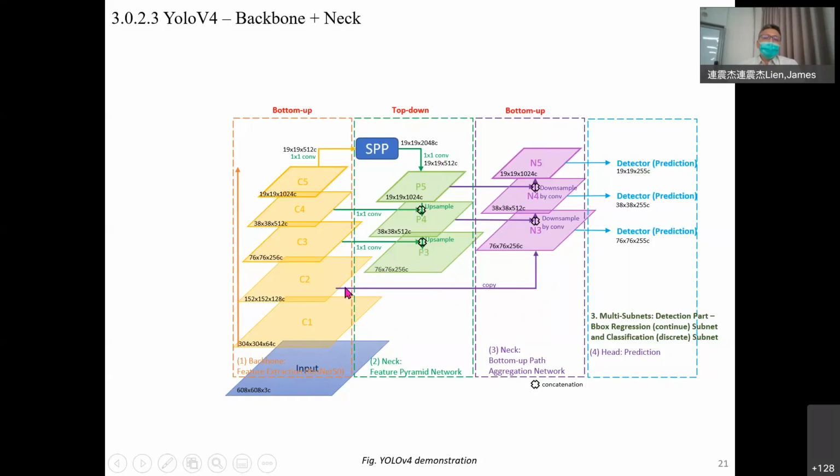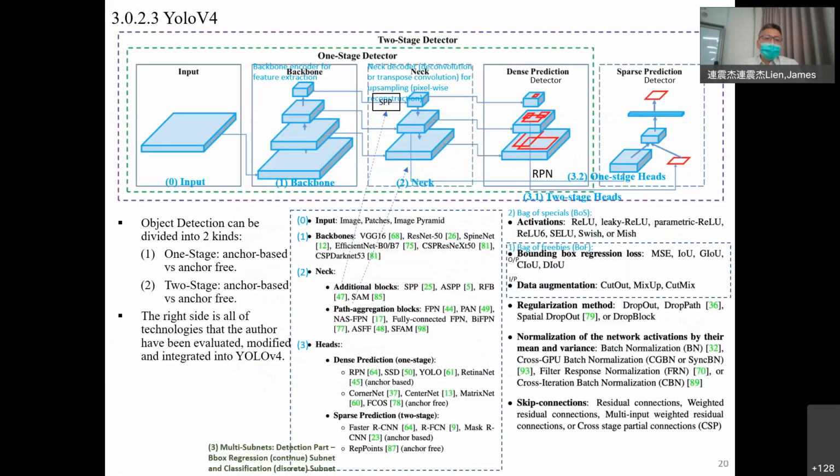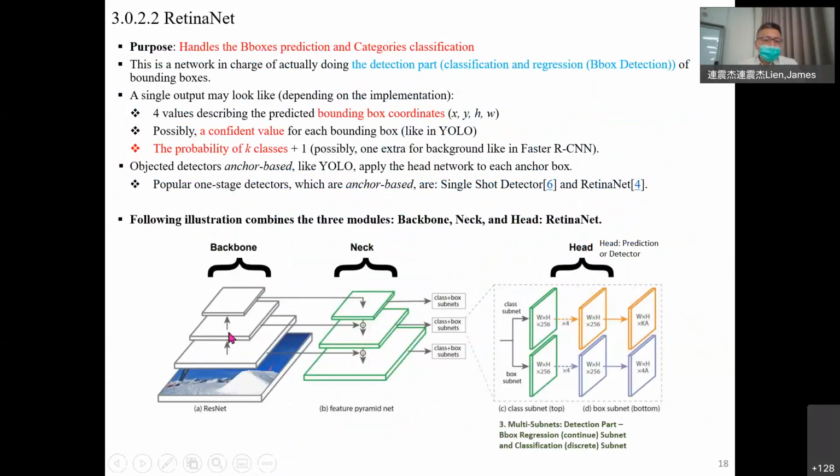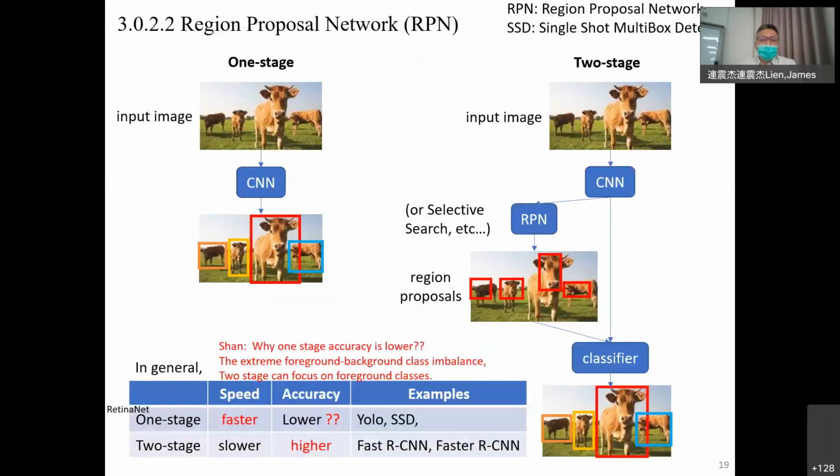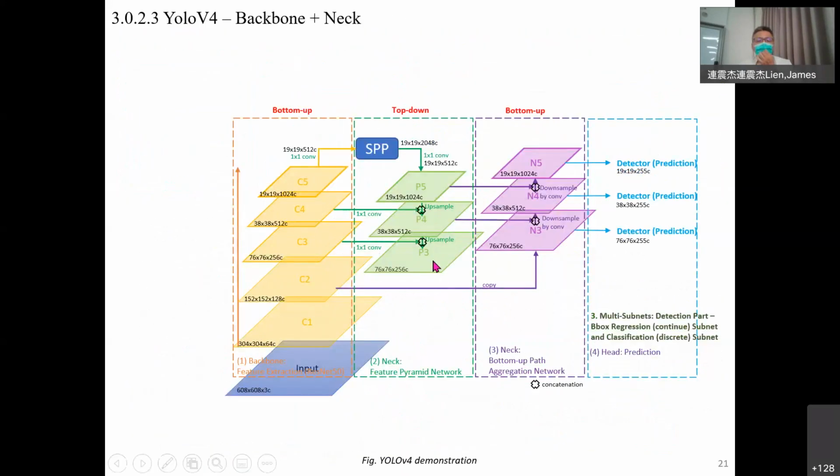I say again, RetinaNet here. RetinaNet is downsampling and then upsampling and then head. Based on the head, they can do classification, they do bounding box, based on the anchors. Okay. YOLO V4 is actually based on what we call PANet here.